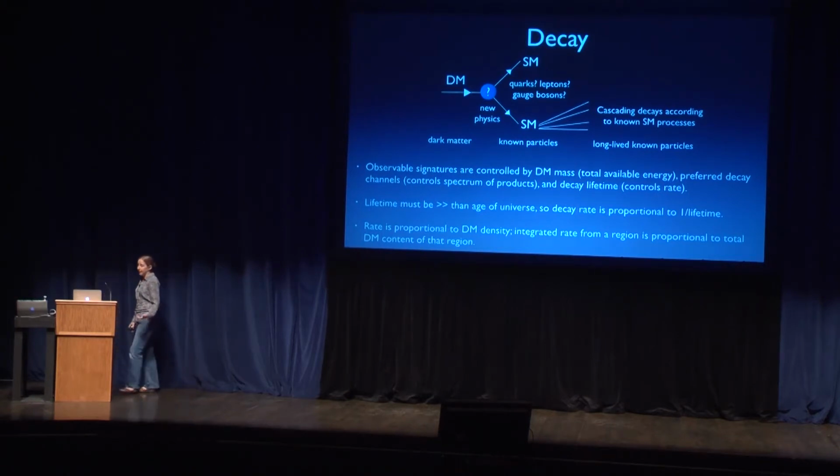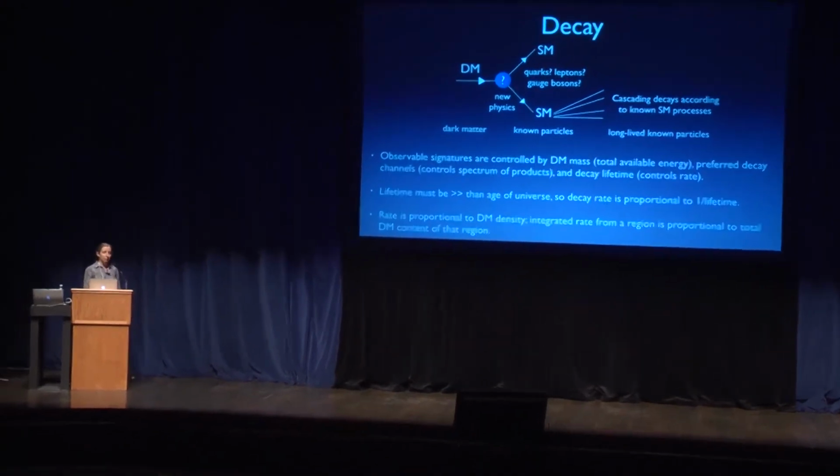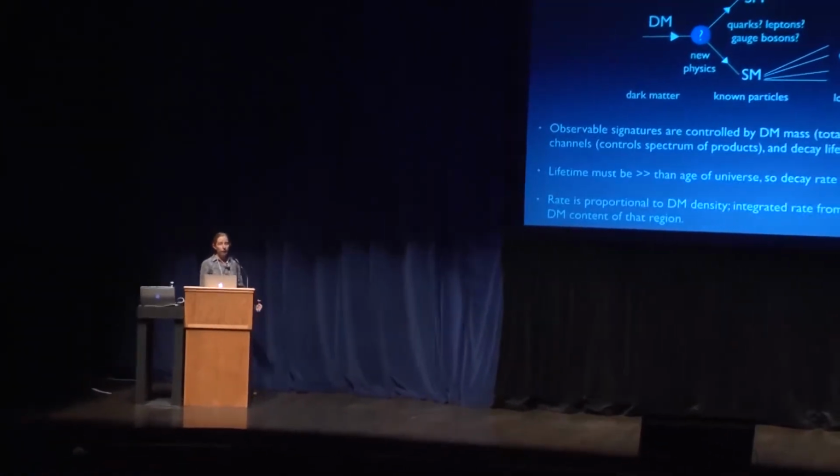If this happens at all, it has to happen with a very long lifetime. If dark matter is slightly unstable, the only way we'll probably ever probe that is through indirect detection, because it's certainly stable on the lifetime of a collider, or the time it takes to pass through a direct detection experiment.